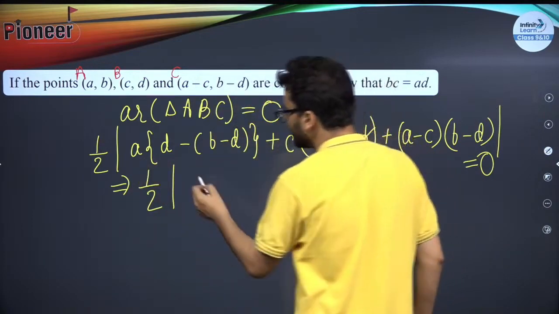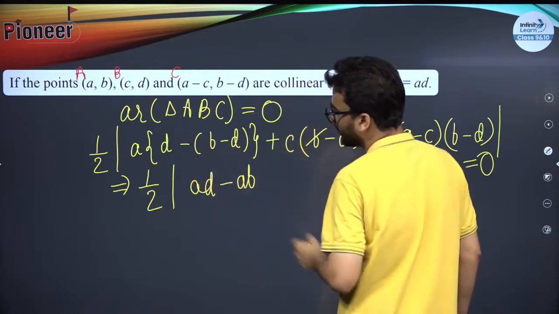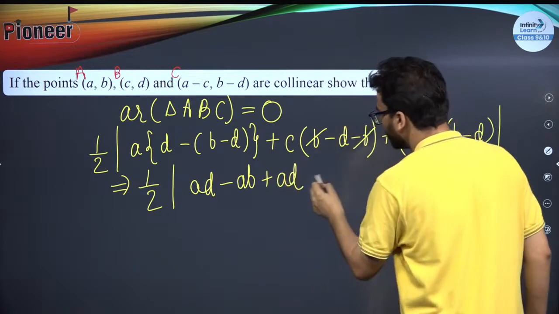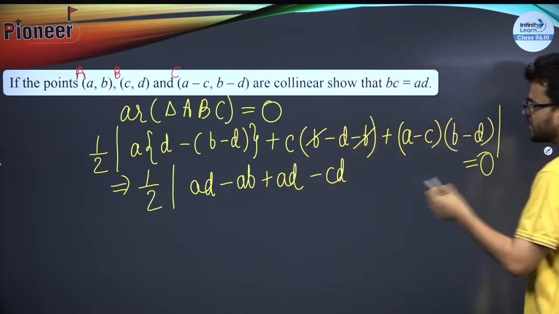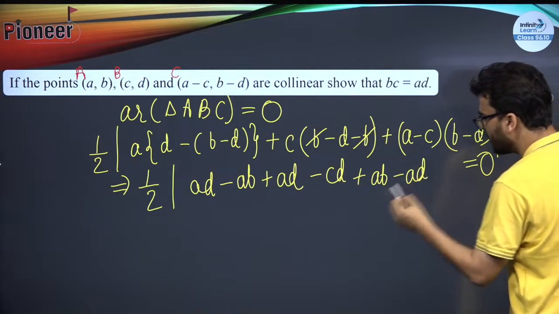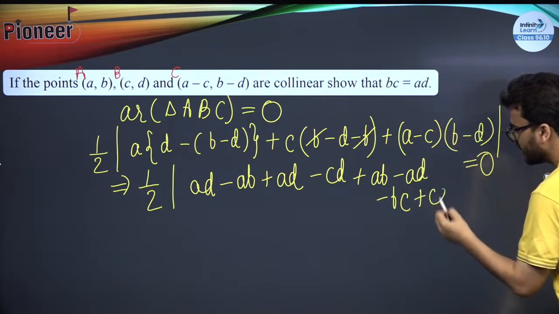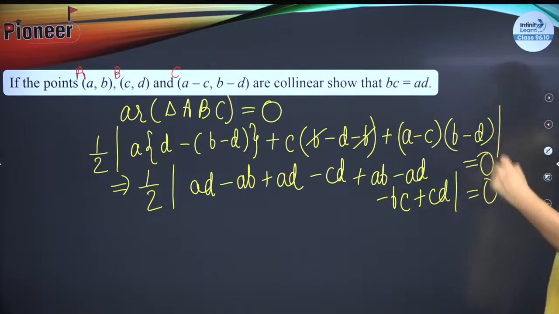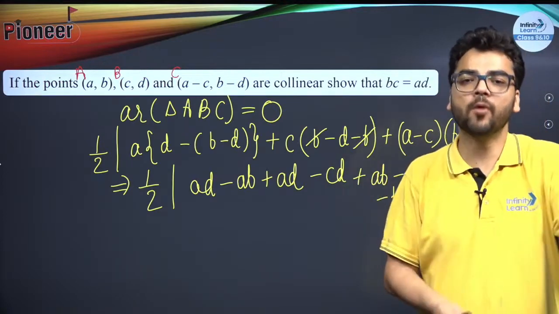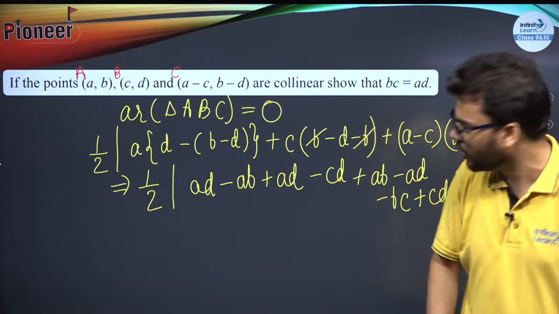So we are going to get, you see, this will be AD over here minus AB over here, plus D. So again AD over here, and over here we are going to get minus CD, and if you open up this bracket you are going to get AB over here, and then minus AD over here, minus BC plus CD. So this is just the direct formula to find the area of triangles in coordinate geometry, and if the 3 points are collinear, obviously the hypothetical triangle formed using those 3 points, the area of that triangle will be equal to 0. So that's it over here.